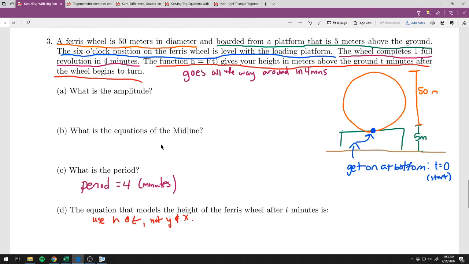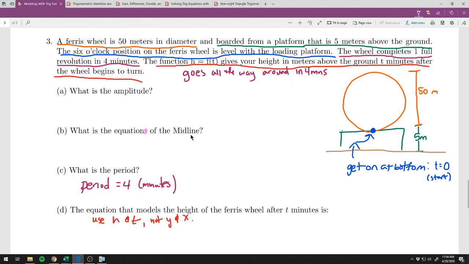Right, but the 3 questions here that we have before the equation would be what we use to help build up the equation. What is the amplitude? What is the equation, not equations, equation of the midline? What is the period, which we already mentioned is 4? And then we're going to use that to make the equation.